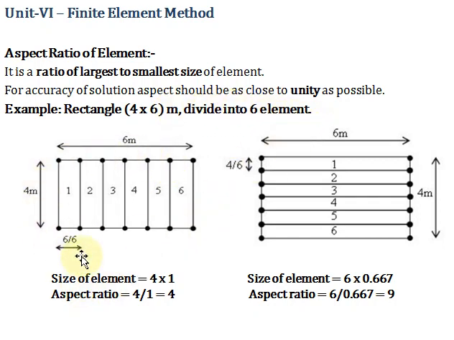So here in the first figure, it is divided vertically into 6 parts. So the size of one element is 4 by 1. So the aspect ratio, the largest value is 4 divided by 1, which is equal to 4. Then this rectangular element is divided horizontally into 6 equal parts. Okay, so the size of the element will be 6 into 0.667, and the aspect ratio is equal to 9.